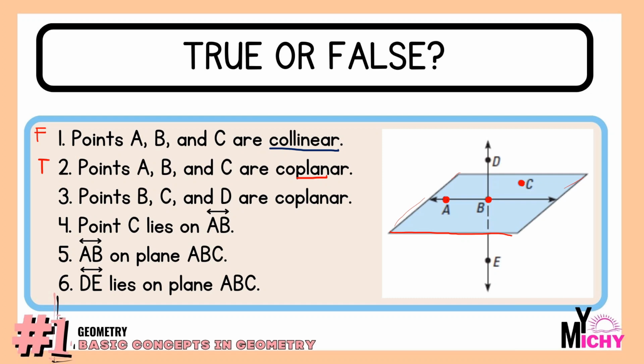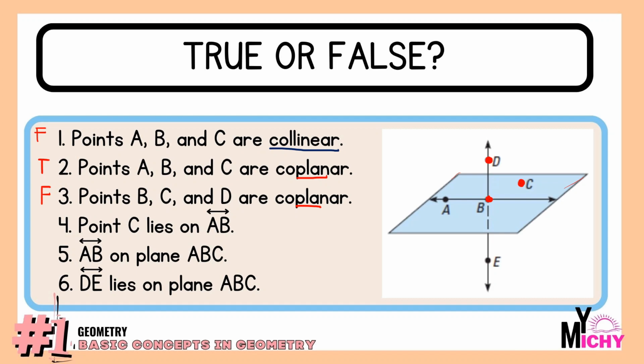Next, number 3. Points B, C, and D are coplanar. Again, they lie on the same plane. So let's identify. We have here points B, C, and D. Point D does not lie on the same plane where point B and point C lie. Therefore, they are not coplanar. This is false.